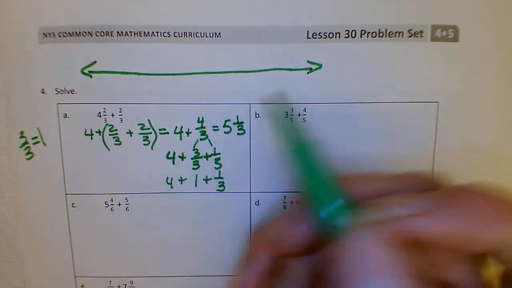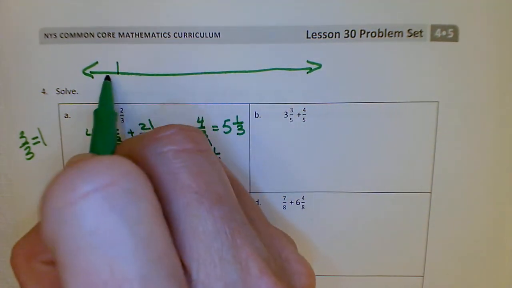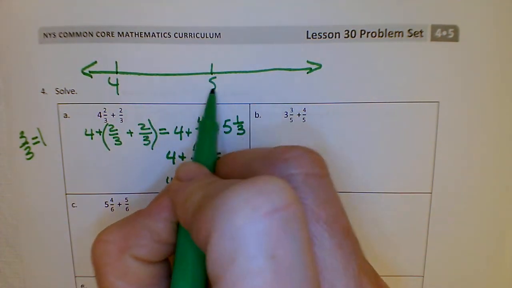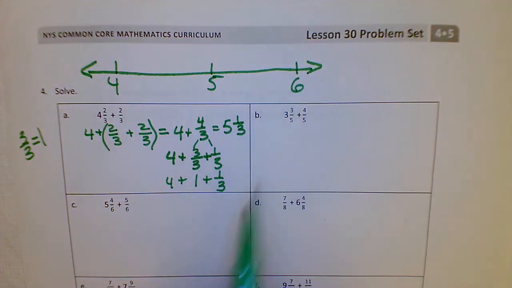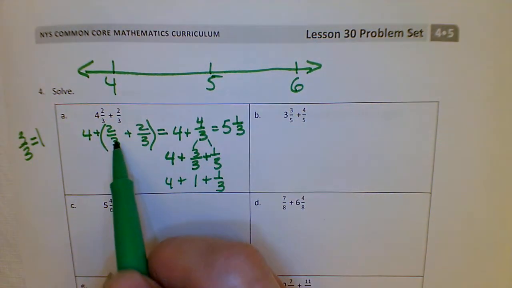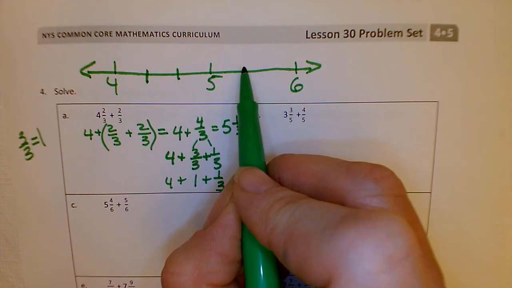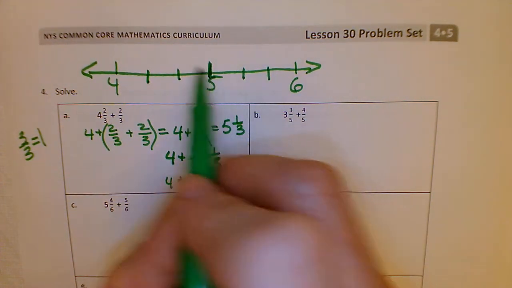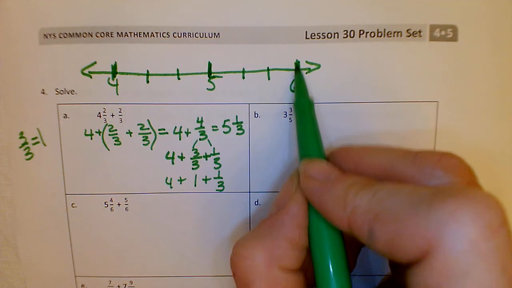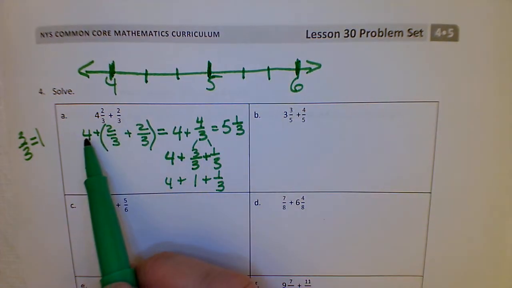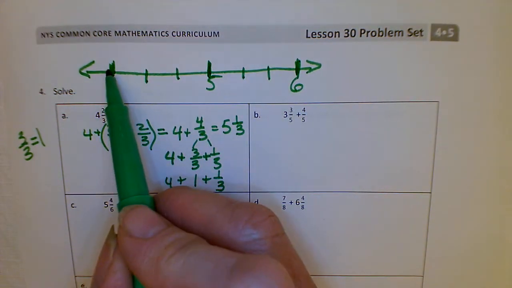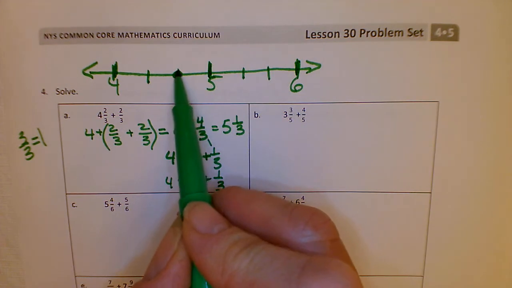I know I'm taking up all the space, so we know we're starting at 4, we're going to go to 5, and I'm going to put 6. And then because my denominator is 3, I need to do thirds. So I'm going to go ahead and mark those off, and just make my 5 and my 4 and my 6 stand out. So I started at 4 and 2/3.